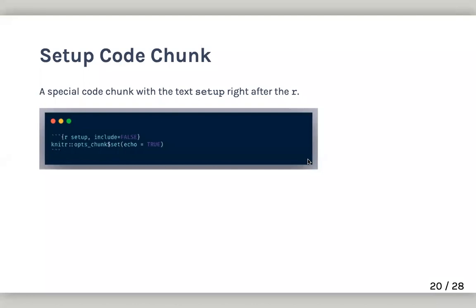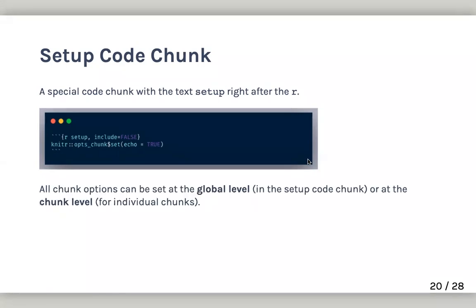Whenever you generate an RMarkdown, there is a special code chunk at the beginning. It's the global rule for all the code chunks in your document. So in that way, I can say, for all the code chunks in my document, I want you to not give me the code, just run the outputs, just print the outputs.